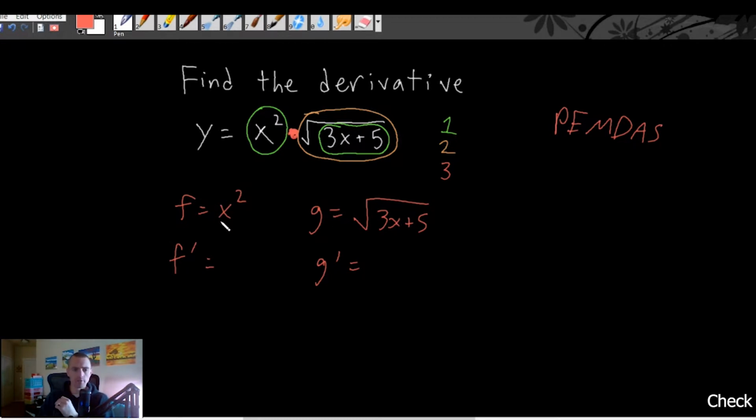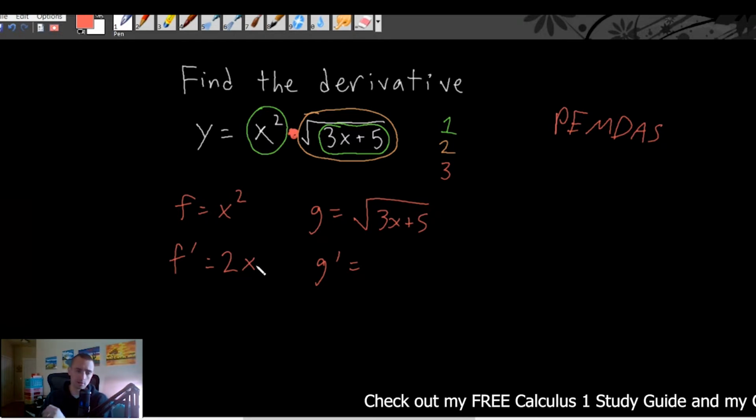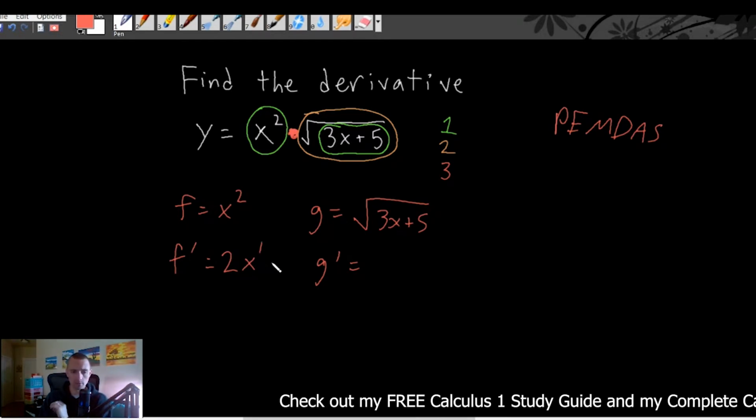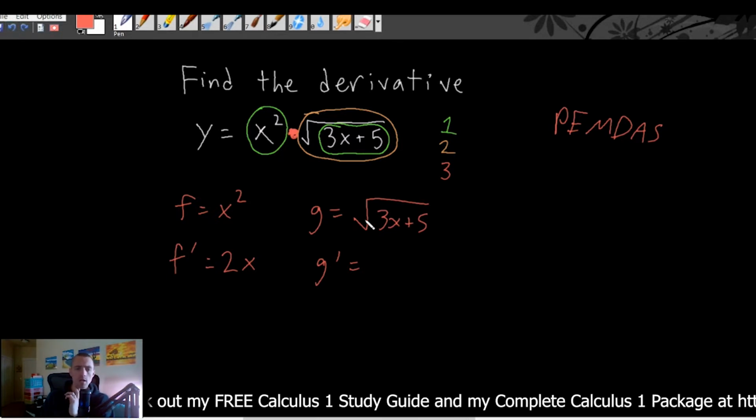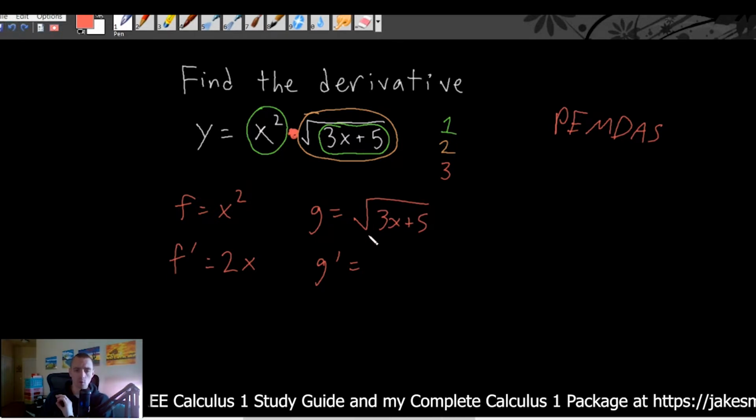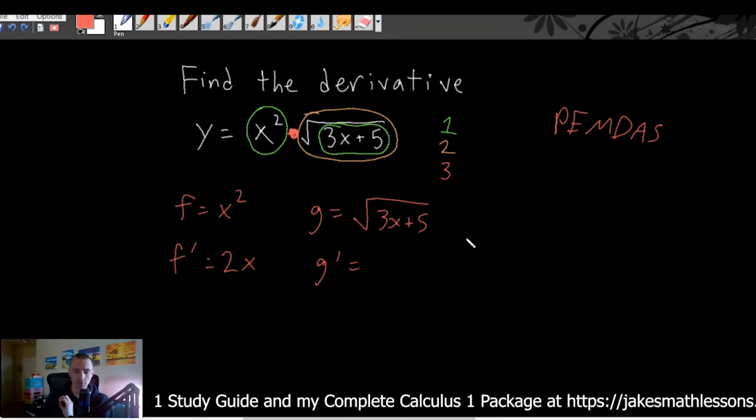Okay, so finding the derivative of f, the derivative of x squared here, that's pretty straightforward. We can just do that with the power rule. We would bring the 2 down in front, keep our x as x, lower the power by 1 down to 1, which is just the same as 2x. Okay. Now we need to find the derivative of square root of 3x plus 5.